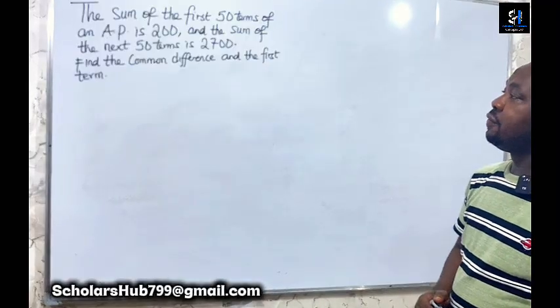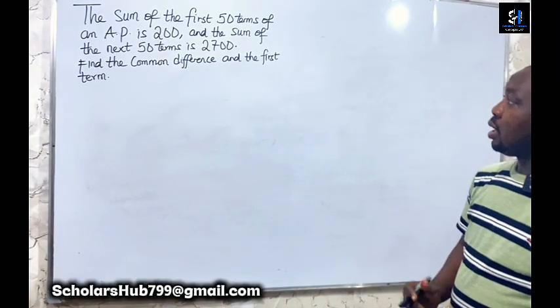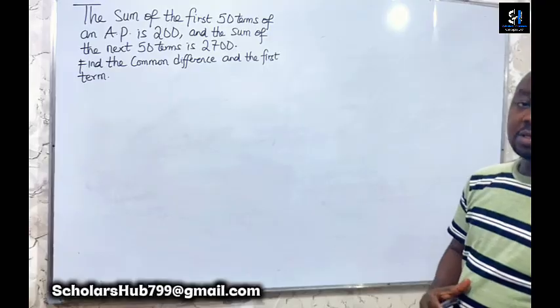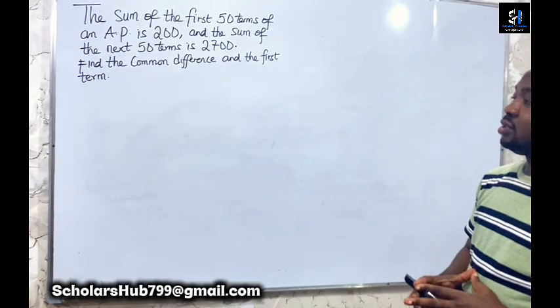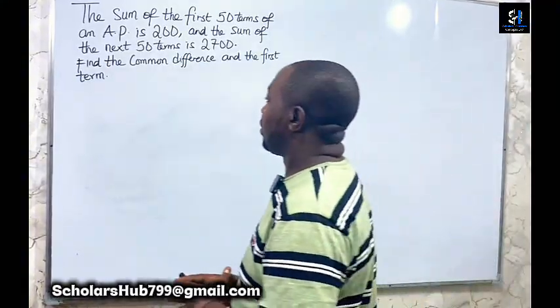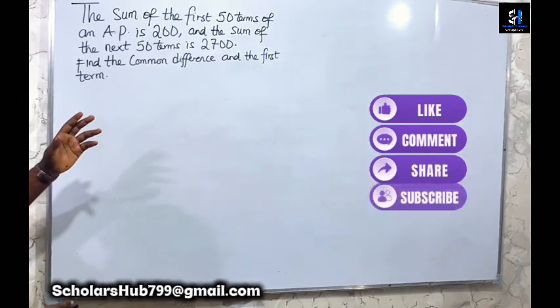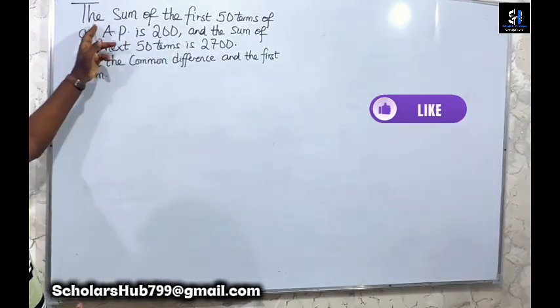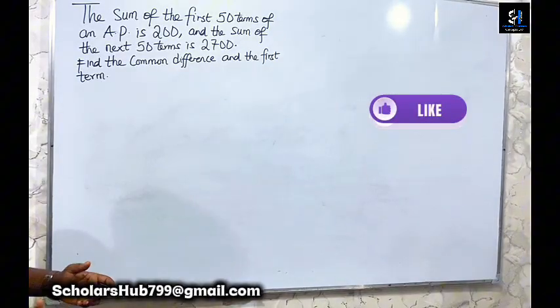The sum of the first 50 terms of an AP is 200 and the sum of the next 50 terms is 2700. Find the common difference and the first term. Alright, so the first thing to do is to set up the first equation, using the statement that the sum of the first 50 terms of an AP is 200.